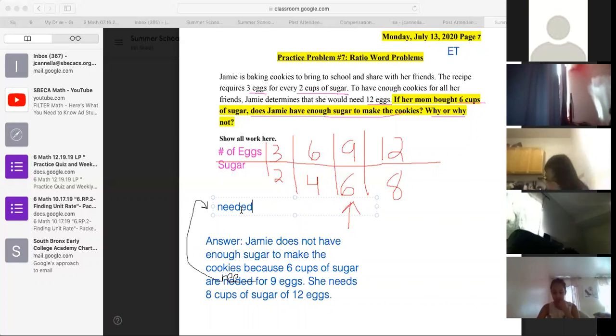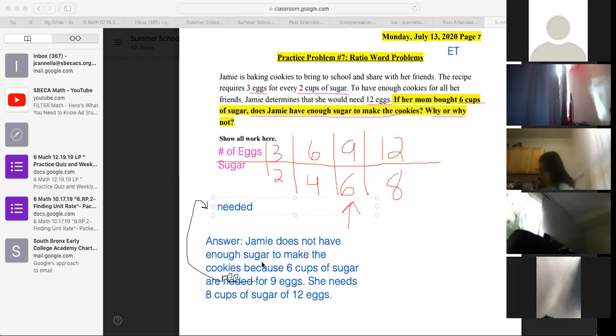So number 5 and number 7 are your exit ticket. It should be a 100, folks. You're going to see these exact words. Jamie does not have enough sugar to make the cookies because 6 cups of sugar are needed for 9 eggs. She needs 8 cups of sugar. Oh, this should say 4. This should say 4. 12 eggs.